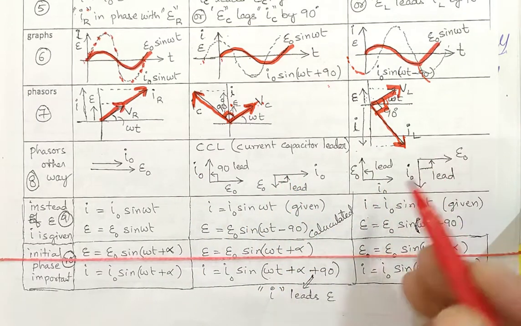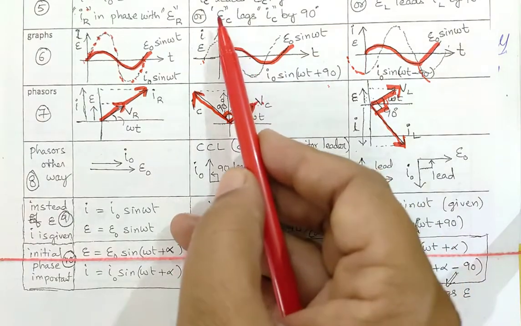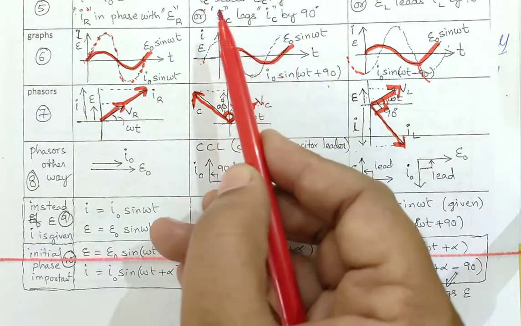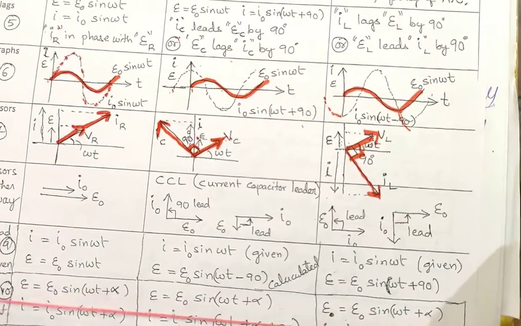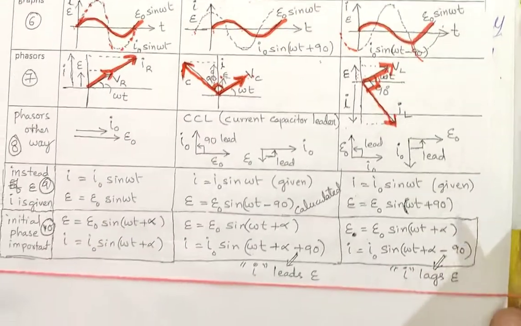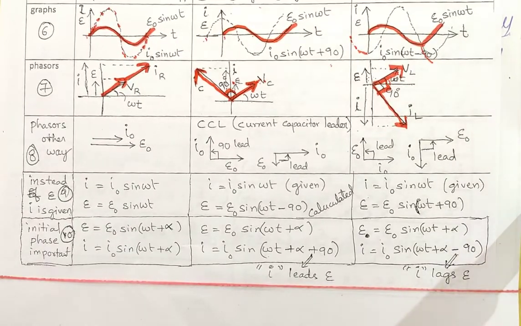Here also current lags. You can say it in the opposite way: current leads, EMF lags current. These are the kinds of words we can use. Now, what kind of equations can we finally establish by knowing the initial equations?